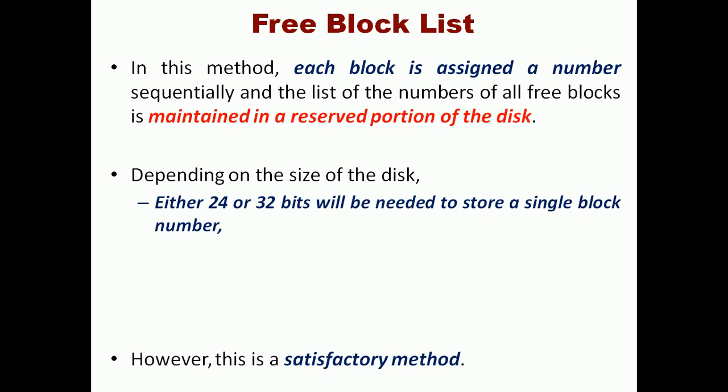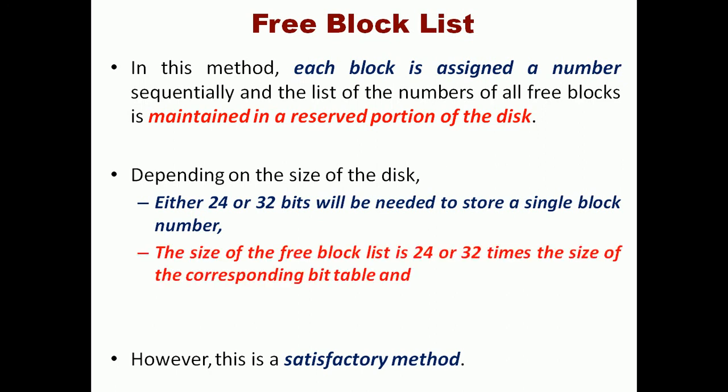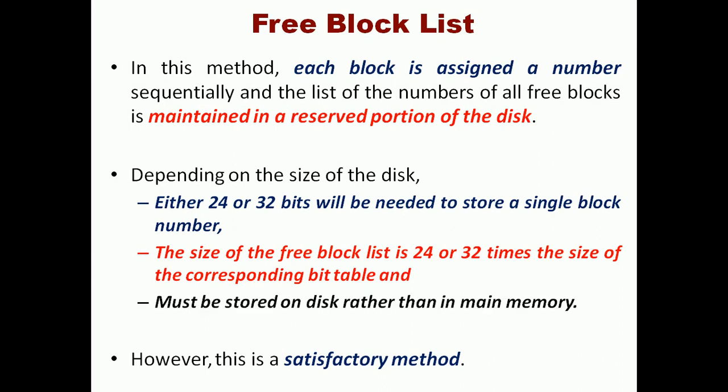Either 24 or 32 bits will be needed to store a single block number. The size of the free block list is 24 or 32 times the size of the corresponding bit table. It must be stored on disk rather than in main memory. So now this is a satisfactory method.